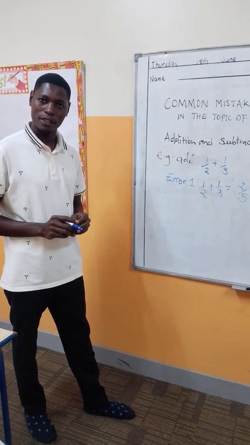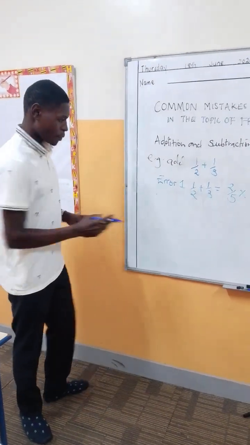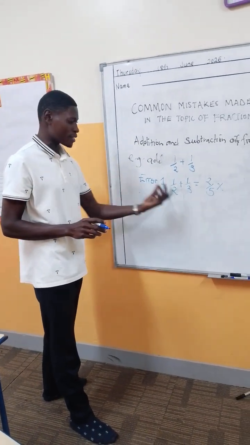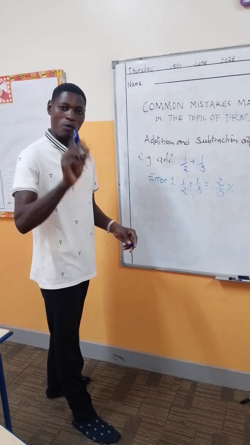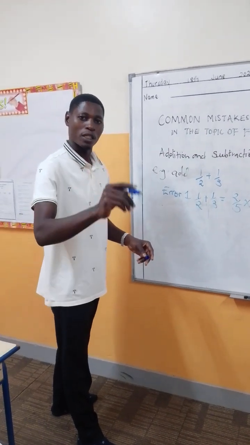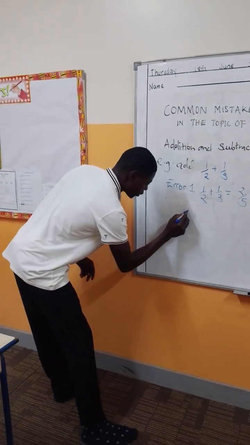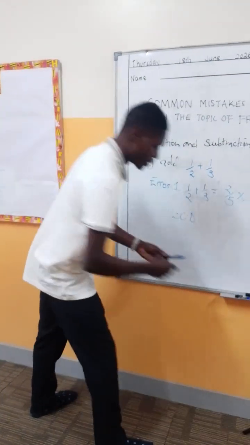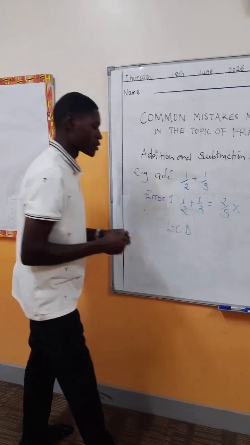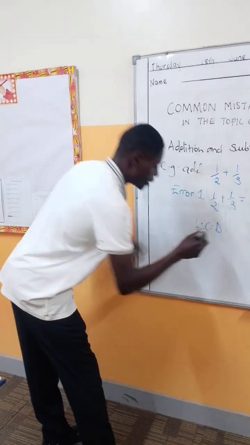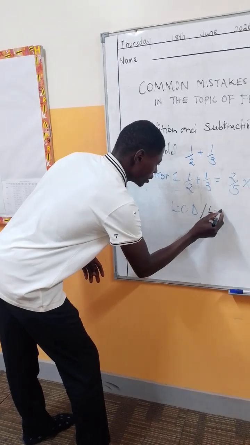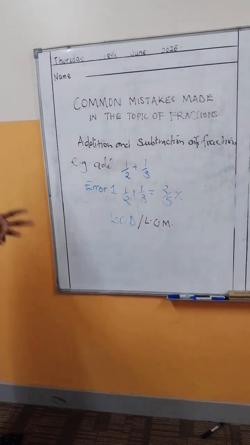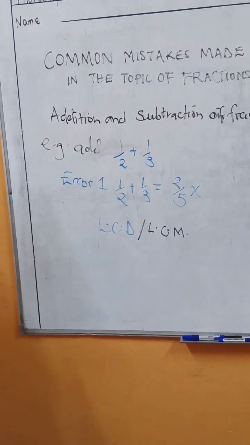So how do we correct that? Dear teachers, emphasize this. When there is a fraction of this kind with different denominators, we first look for the lowest common denominator, which we call LCD. How do we find the LCD? LCD is sometimes called the lowest common multiple, LCM.